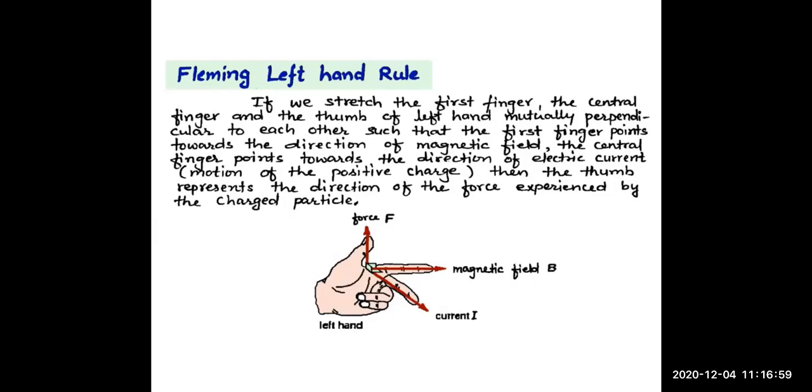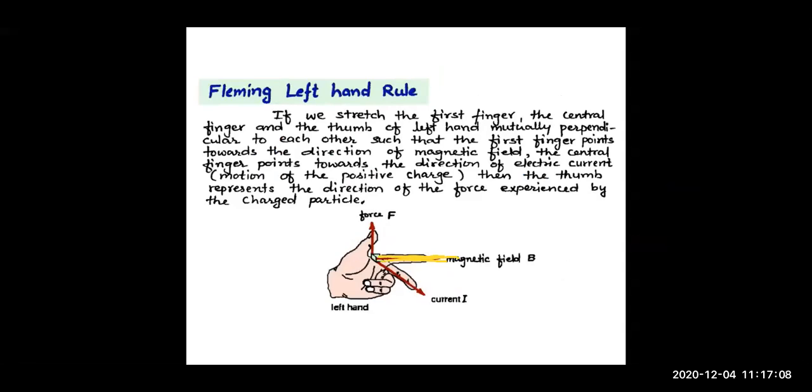So according to Fleming's left hand rule, if the first finger points in the direction of magnetic field, means you are keeping your first finger in the direction of magnetic field, and you are keeping your middle finger, center finger, in the direction of electric field. You are going to stretch and keep them 90 degree perpendicular to each other. Then the thumb gives you the direction of the force experienced by the charge.